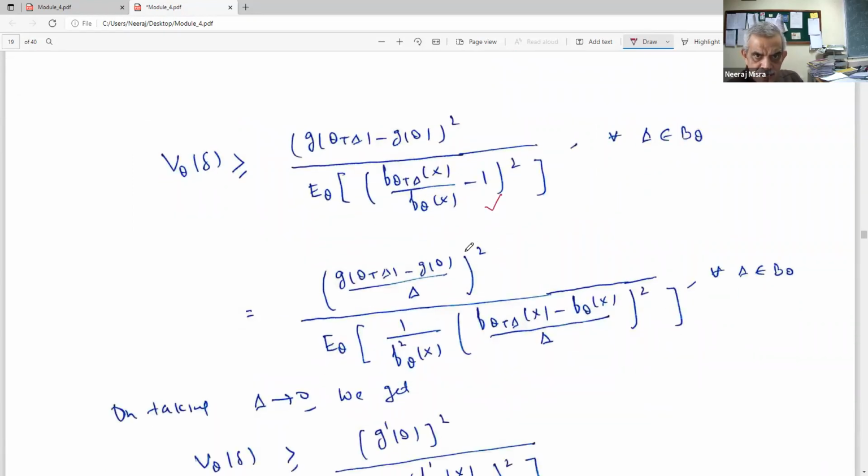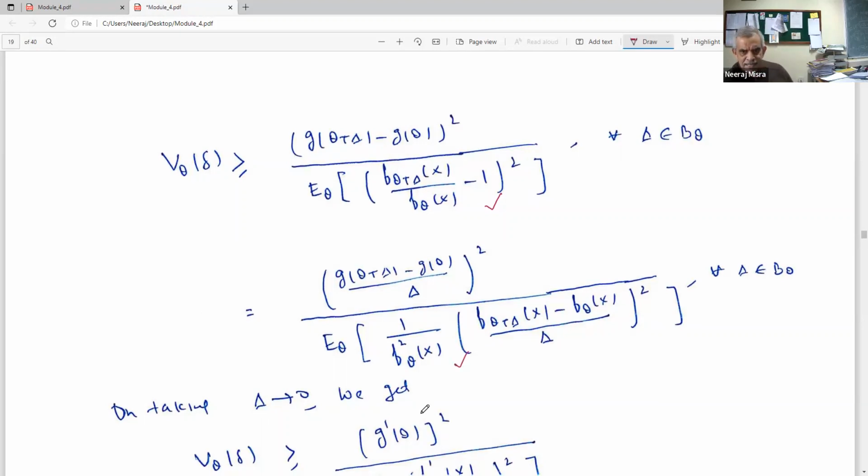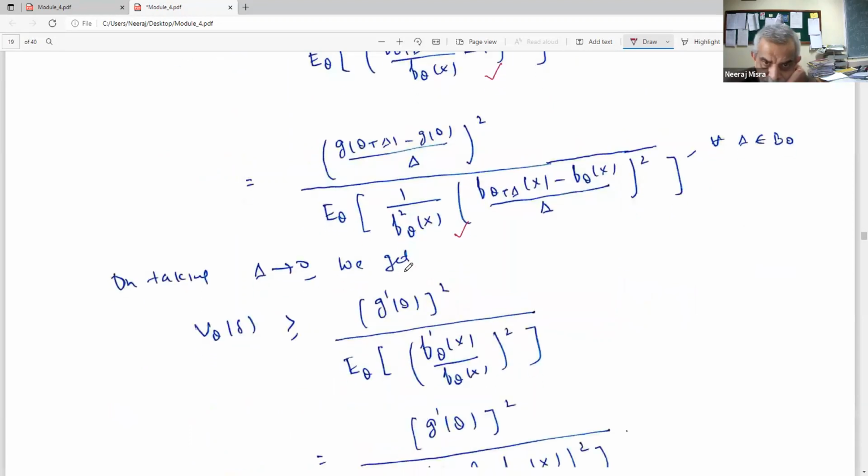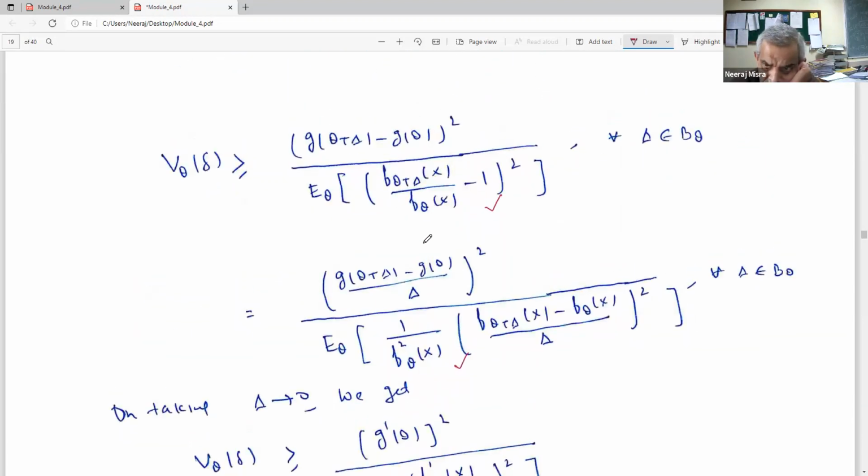So I divide by delta on both sides, numerator and denominator. So g theta plus delta minus g theta by delta whole square. This becomes f theta plus delta x minus f theta x whole square, and delta square, I'm dividing numerator and denominator both, so it becomes delta over here, and f square theta x. I take the limit delta going to 0, because this happens for every delta belonging to b theta. I can take delta going to 0.